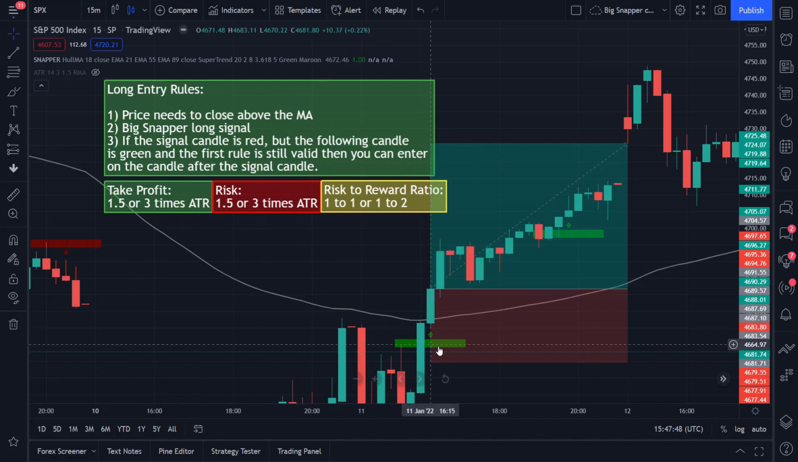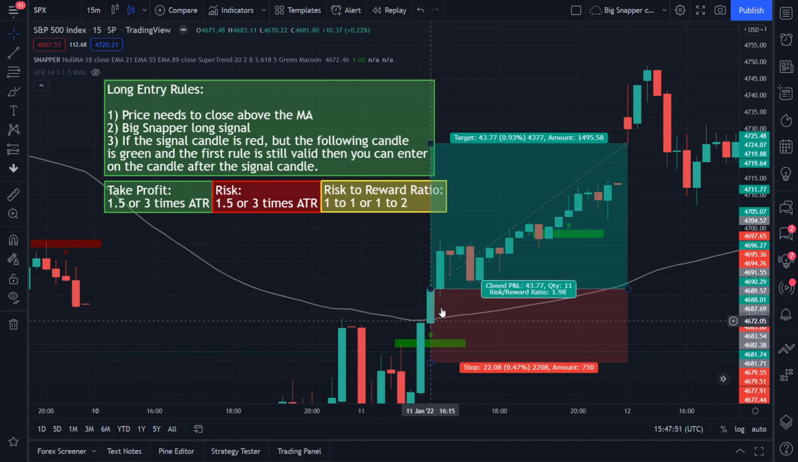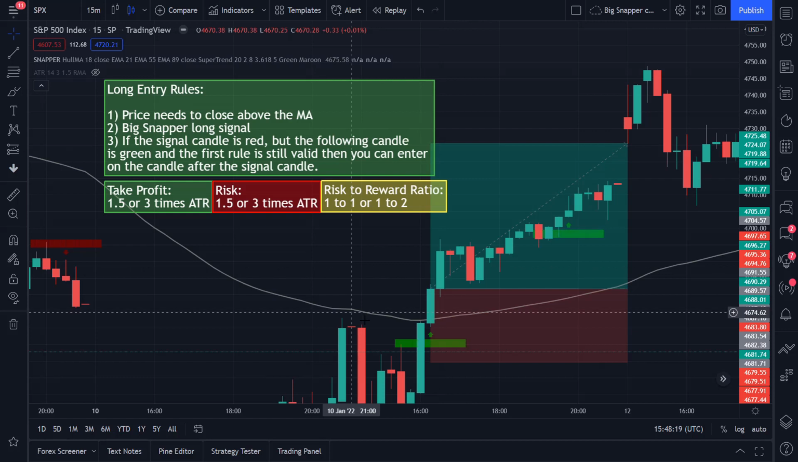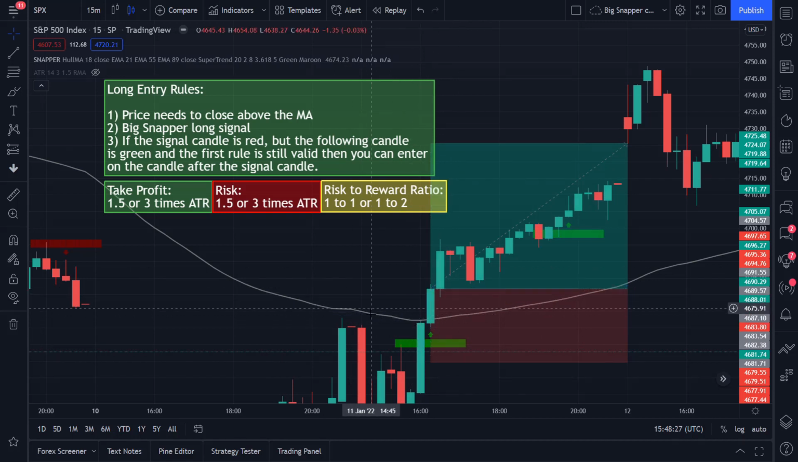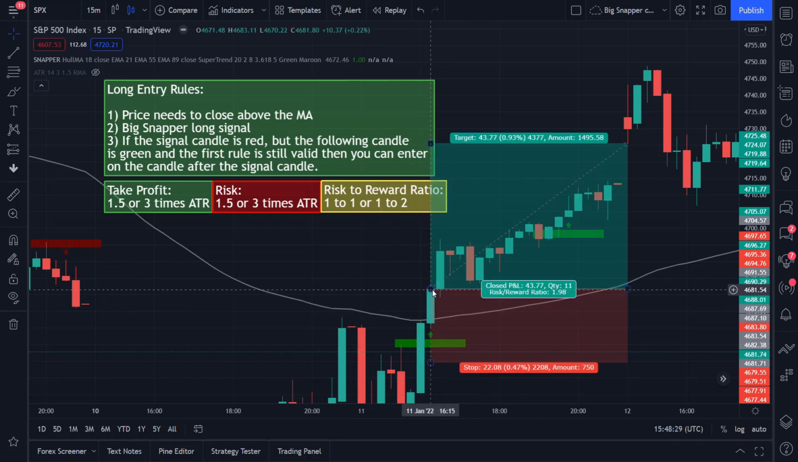So let's say this candle, when the signal appeared, would have been red, then we would have waited for the second candle to close, and if the second candle would have been green, then we could have still entered. But in this case, as you can see, the signal appeared on this candle, the candle was green, and the candle close was above the moving average. So this is a valid long entry.